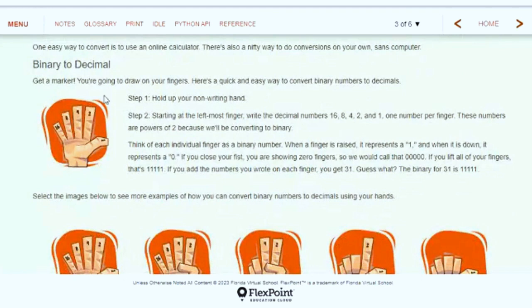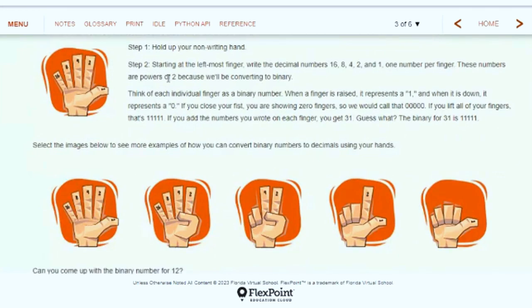So here it is. If you want to go from binary to decimal, you could draw on your fingers with a marker. And here's a quick, easy way to do it. Hold up your non-writing hand, whether you're left-handed or right-handed. Start with the leftmost finger and write 16 on it, which if it's your left hand, is your thumb. Your thumb would be the 16. Then 8, 4, 2, and 1. One number per finger. So these are powers of 2 because we're going to convert to binary.